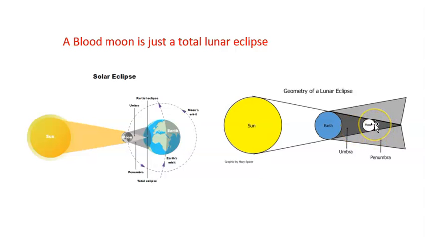And the question I have for you is: if the earth is blocking out the moon from the sun, why does the moon go red? Why wouldn't it just go completely dark? Because the sun's rays are being blocked from the moon, and we only see the moon because the sun's rays are being reflected off the moon. So why doesn't it go completely dark?